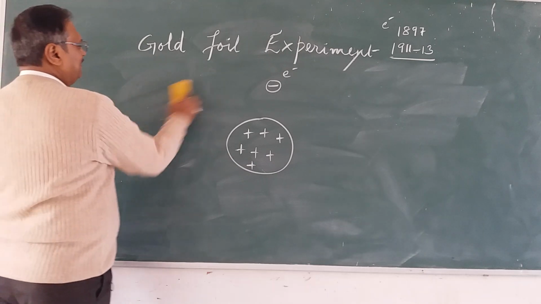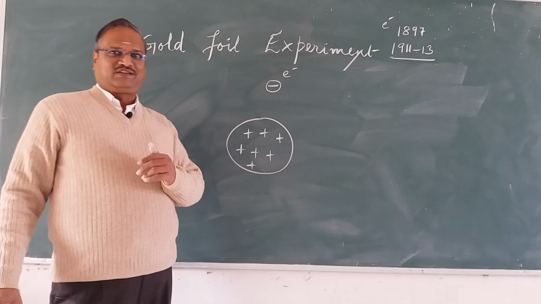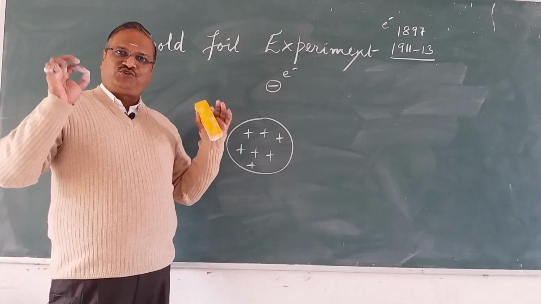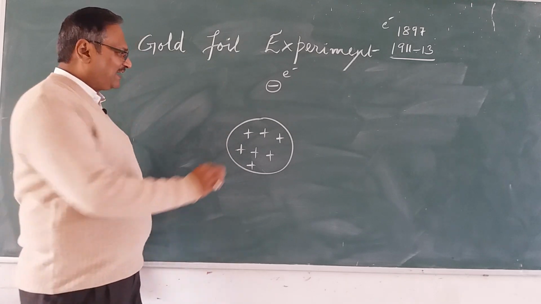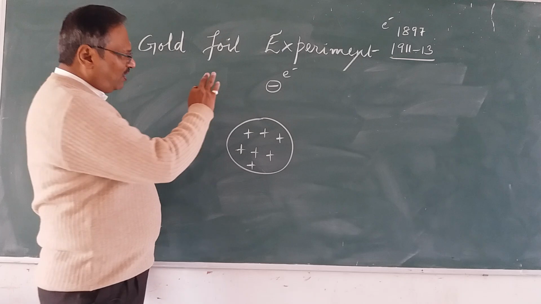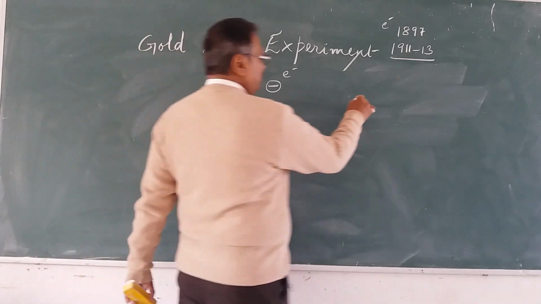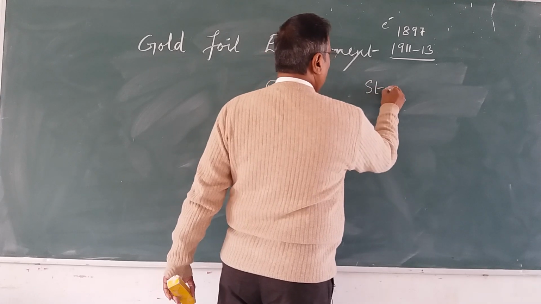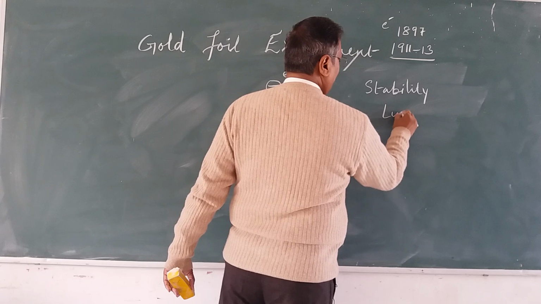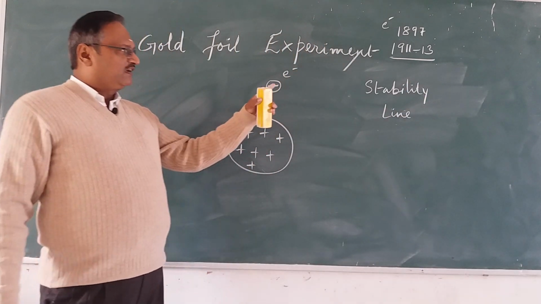But again, there is a drawback for Rutherford's atom model. And what is the drawback? Rutherford just said the electron is revolving around. If the electron is revolving around, we now have to explain two things: stability and line spectrum. First, let us think about both of them.